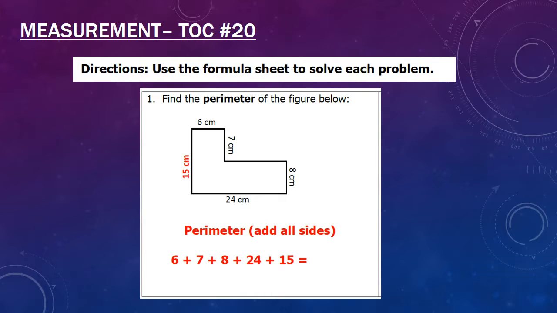So let's start: 6 plus 7 plus 8 plus 24 plus 15. I literally just went around the shape and wrote them down. Then grab your calculator, add them up, and you get 60 centimeters.